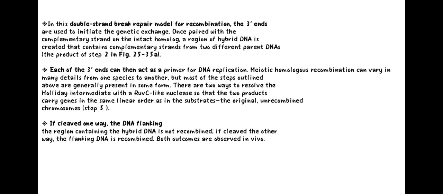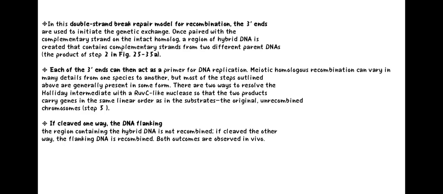In this double-strand break repair model for recombination, the 3' ends are used to initiate a genetic exchange. Once paired with the complementary strand on the intact homologue, a region of hybrid DNA is created that contains complementary strands from two different parent DNAs, the product of step 2. Each of the 3' ends can then act as a primer for DNA replication. Meiotic homologous recombination can vary in many details from one species to another, but most of the steps outlined above are generally present in some form.